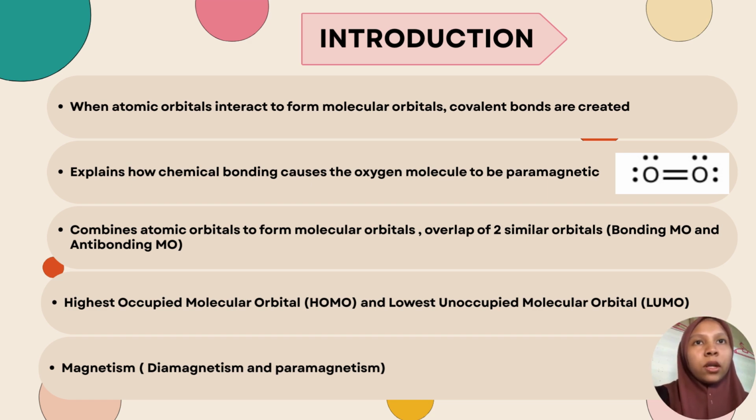Highest occupied molecular orbital, HOMO, and lowest unoccupied molecular orbital, LUMO, are fundamental concepts in molecular orbital theory. HOMO and LUMO are called the frontier molecular orbitals because they define the boundary between occupied and unoccupied electron states in a molecule and play a critical role in determining its chemical reactivity. These orbitals also play a crucial role in determining the optical and electronic properties of molecules, such as their ability to absorb light, undergo chemical reactions, and conduct electricity.